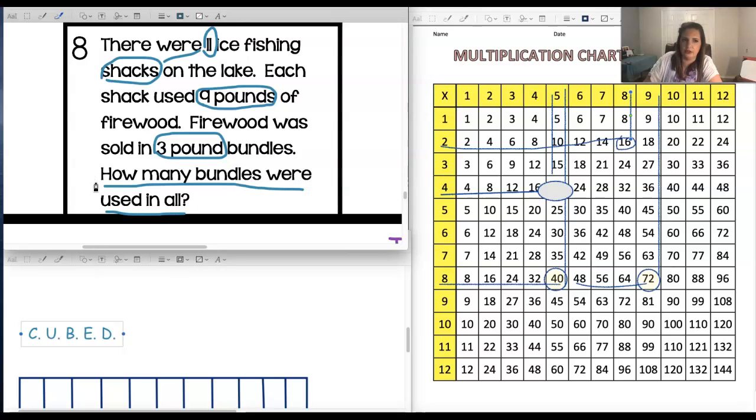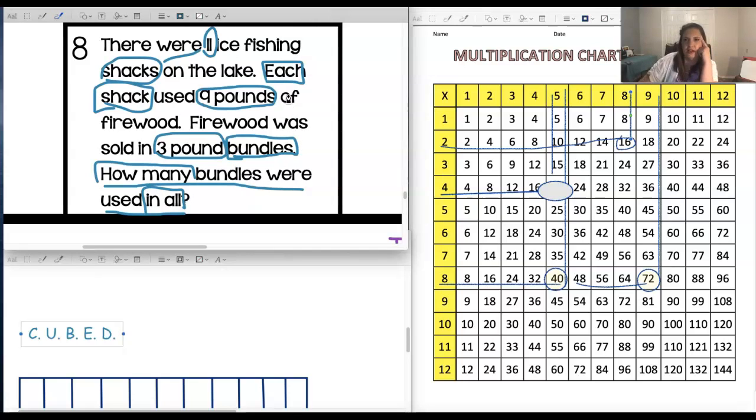Box my keywords. I'm going to start with my question. How many in all? So I'm going to be getting a total. I'm putting things all together. What are some other keywords? Each shack. Okay, there's one. And the 3-pound bundles. So they are groups of 3 pounds.